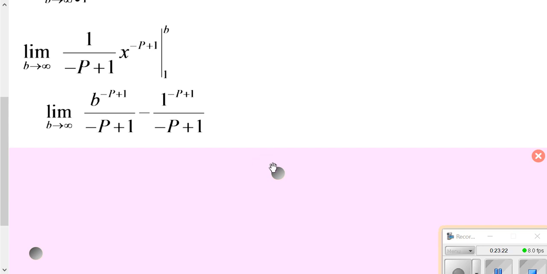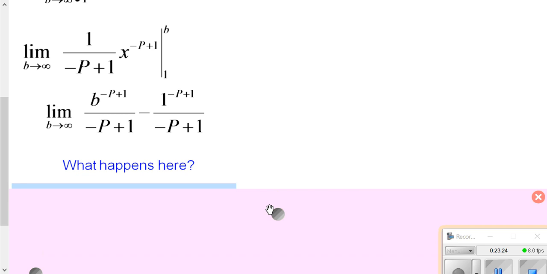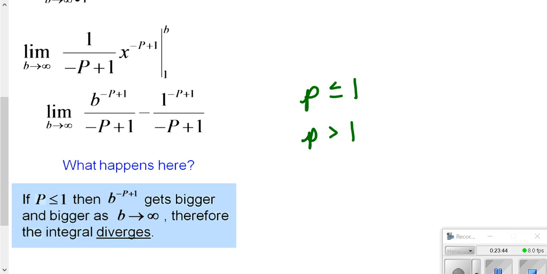Now, in terms of thinking about what happens, there's actually going to be 2 cases, and the cases depend upon the size of P. So we want to think about if P is less than or equal to 1 versus if P is greater than 1, because that's a tipping point in what happens in terms of the limit. Let's just take a look.